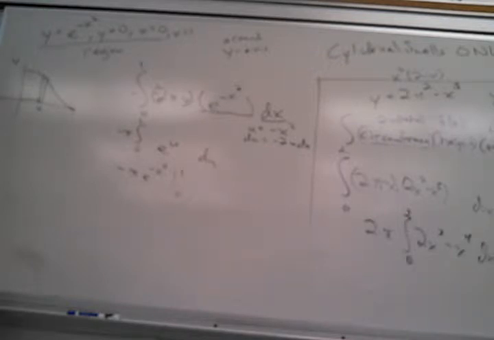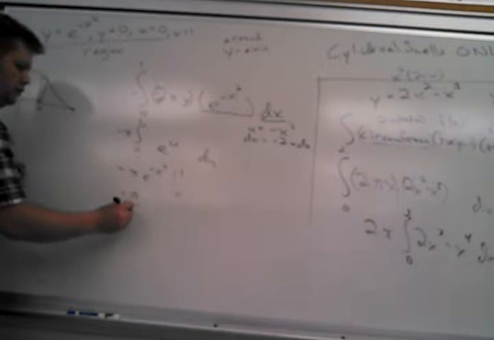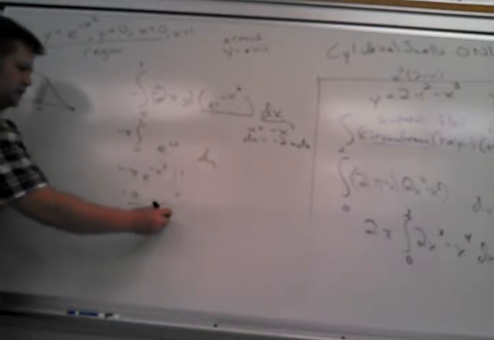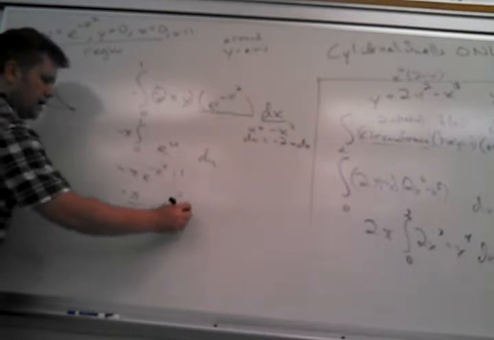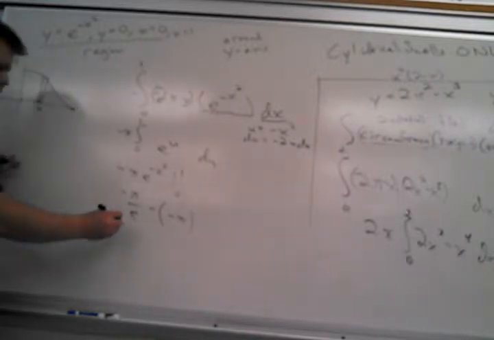And now you just got to plug the 0 and the 1 in there, you're good to go. Right. It'll be negative pi over e if you plug a 1 in there, minus negative pi times 1 if you plug a 0 in there. So pi minus pi over e.